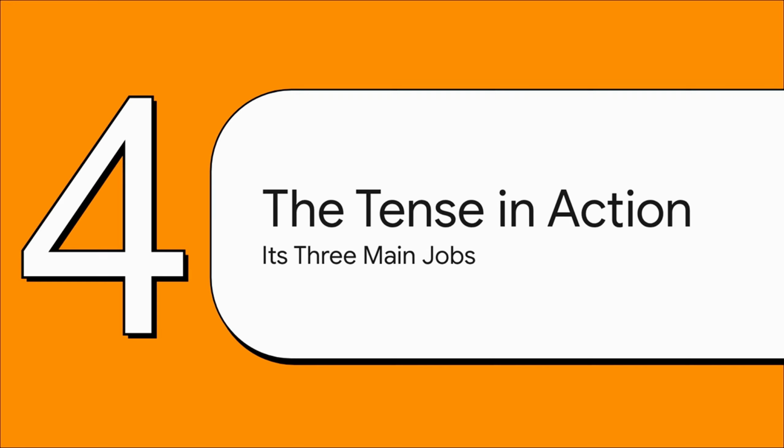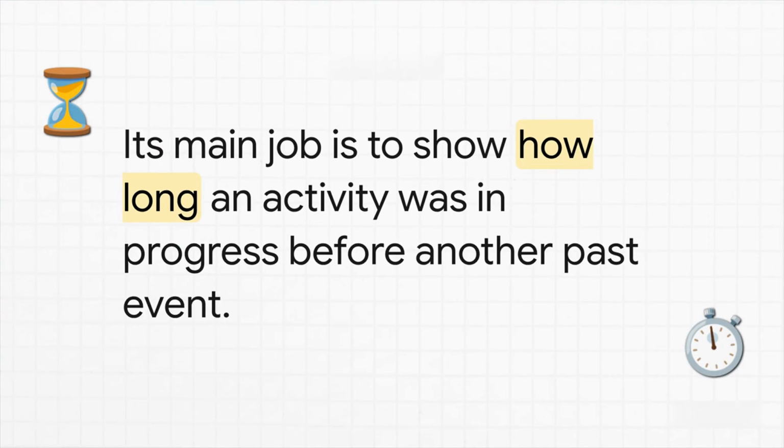Okay, now that we've got the formula down, let's get to the fun part, seeing this tense out in the wild and watching how it builds our stories. We're going to look at the three main jobs this tense does for us. First up, its number one job, the big one, is to show duration. It's all about answering the question, for how long? It really emphasizes that an activity was in progress for a stretch of time before something else happened.